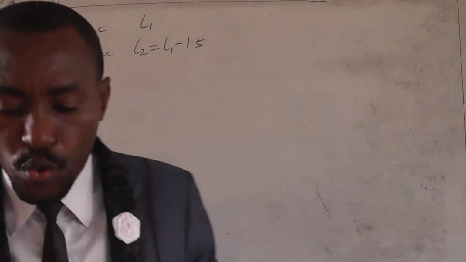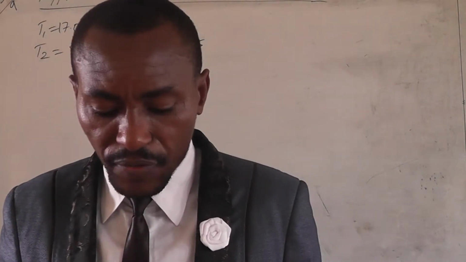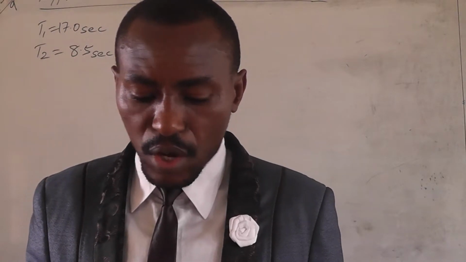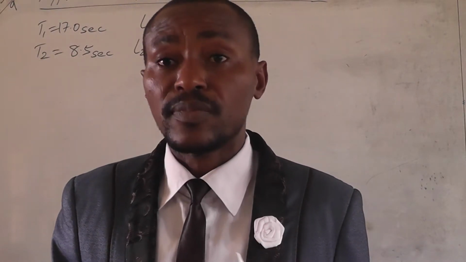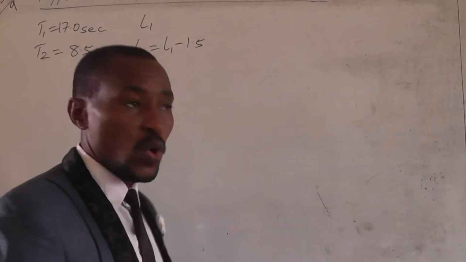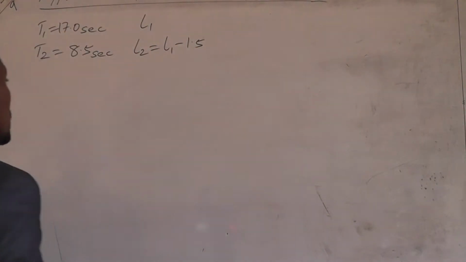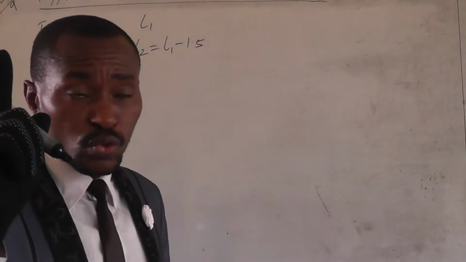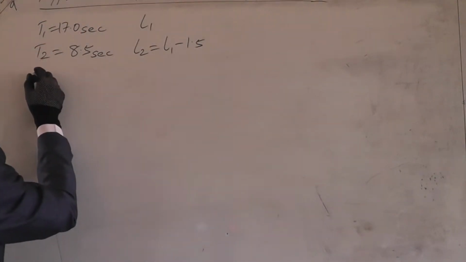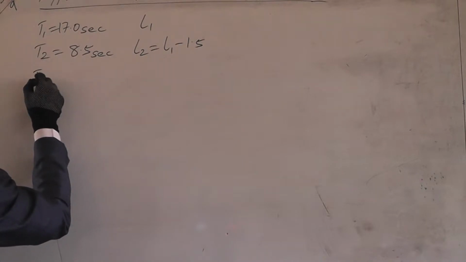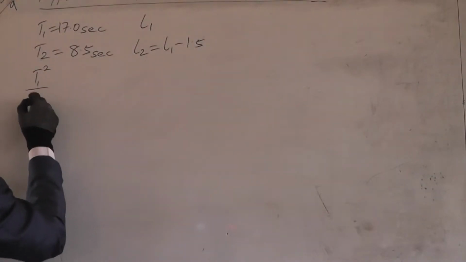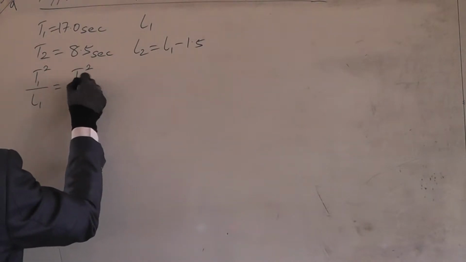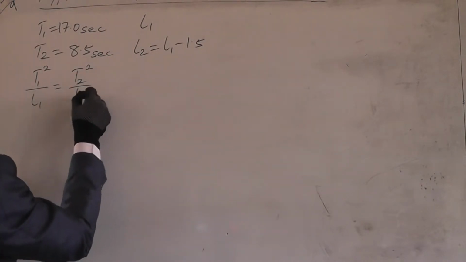Now they say, calculate the original length of the pendulum. Now we need to find L1. What is L1 in this equation? Remember, I gave us this equation we want to use in tutorial 8. We'll have period 1 squared over L1 equals period 2 squared over L2.